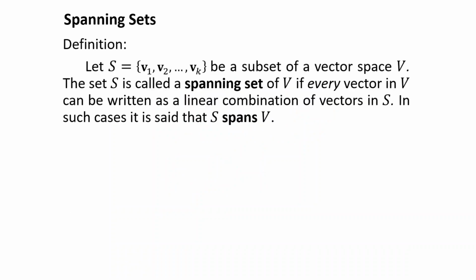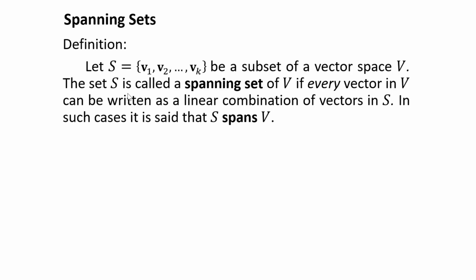Now we will discuss the spanning sets. So let S be the set containing v sub 1, v sub 2 up to v sub k, be a subset of a vector space V. The set S is called a spanning set of V if every vector in V can be written as a linear combination of vectors in S. We have v sub 1, v sub 2 up to v sub k. In such cases, it is said that S spans V.